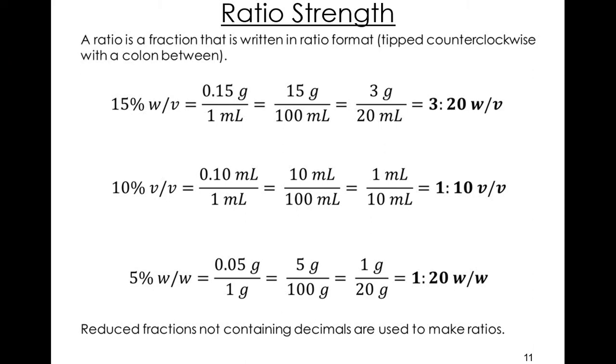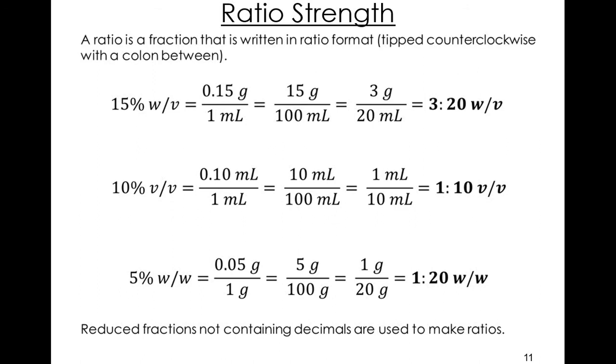In addition to using percentages and decimals, the strength of a drug preparation can also be expressed using ratios, which are essentially fractions that have been tipped onto their side counterclockwise. This slide shows several examples of ratios that were made by turning the decimal form of percentages into fractions and then tipping the fractions onto their side.